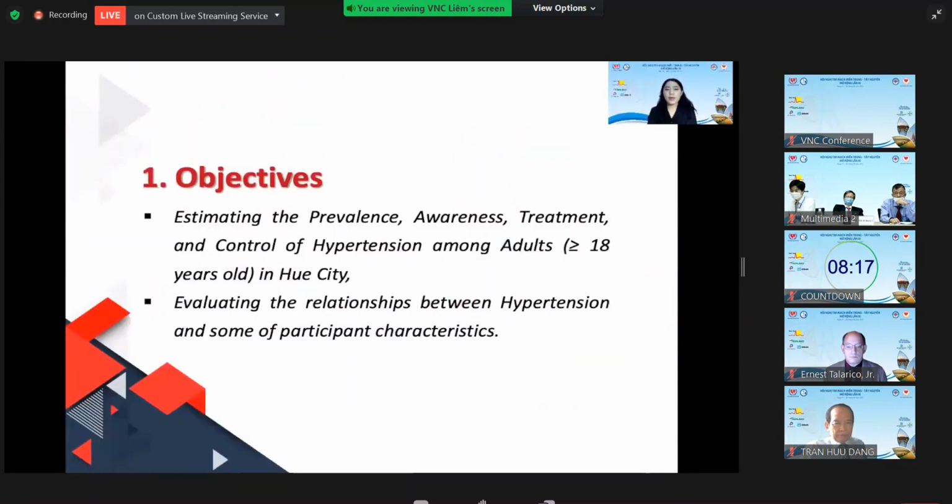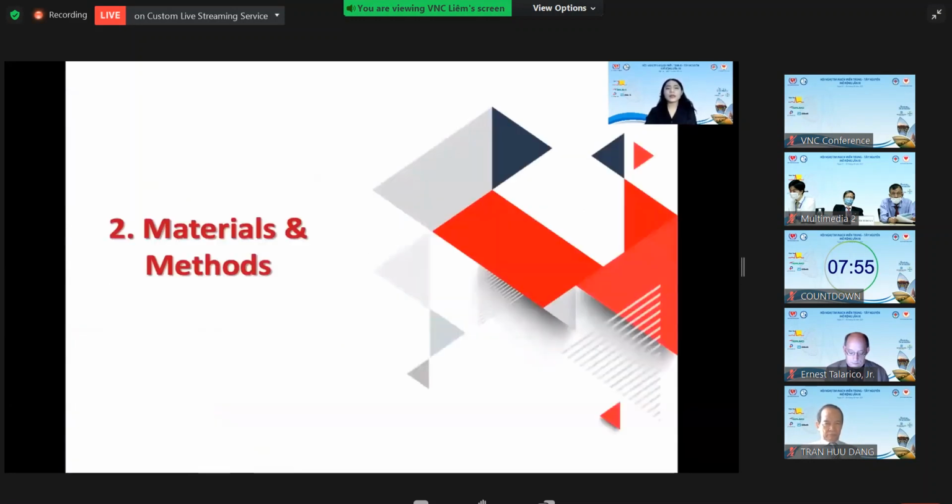Here are the two main objectives of our study. Firstly, we would like to estimate the prevalence, awareness, treatment, and control of hypertension among adults in Kuwait City. Secondly, we also evaluate the relationship between hypertension and some participant characteristics. Let's move to the materials and method.